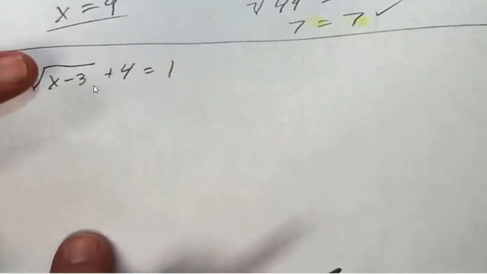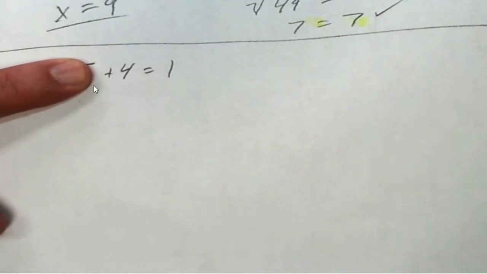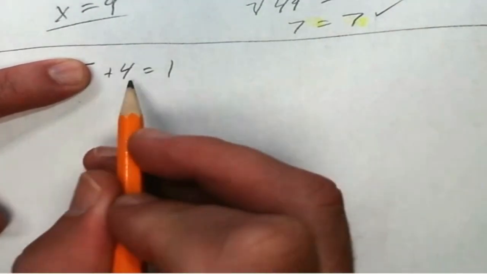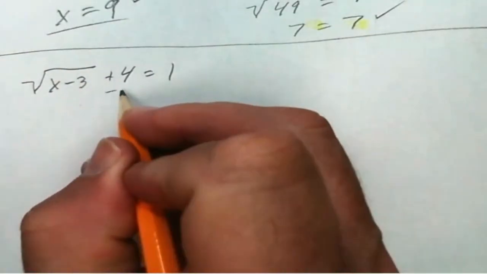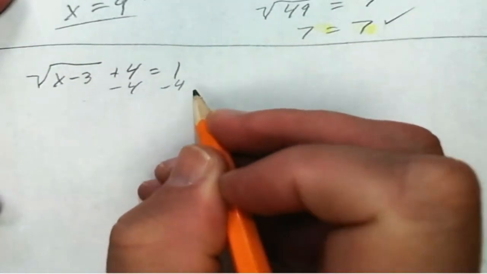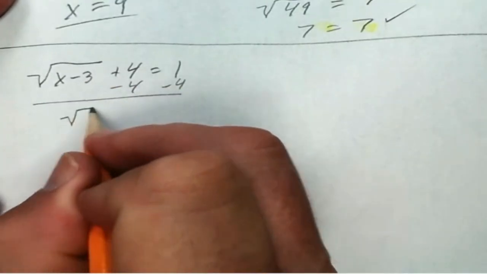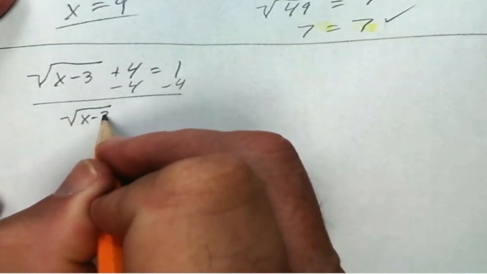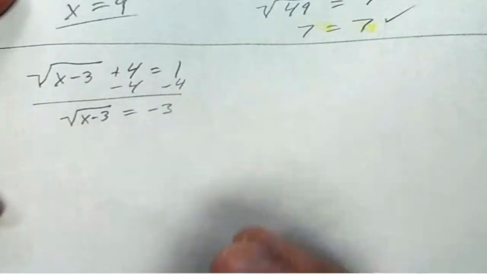Well, if I put my finger and cover the radical, that's not the only thing. We have a plus 4 that's also on that side. We need to move that by subtracting it, right? Because it's added. So on the left side, all we have left is the square root of x minus 3. 1 minus 4 is minus 3.